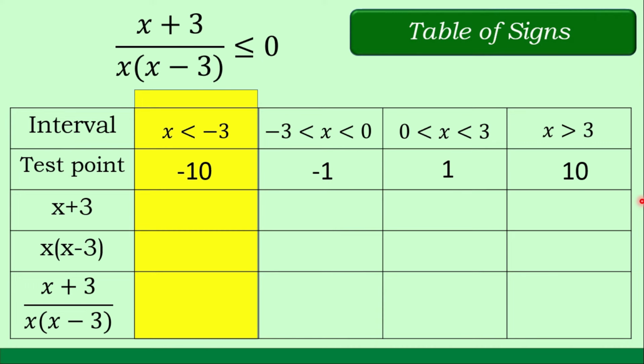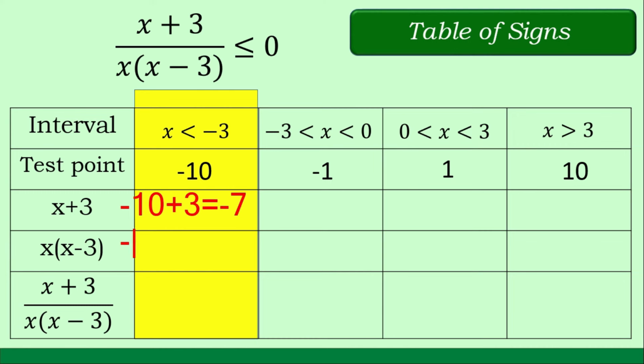So our next step here is we are now going to complete our table of signs. So what we have here is, we'll start with the first interval. We have negative 10 as our test point. We will substitute that in the numerator. So we have x plus 3. So here, allow me to annotate. So we have here negative 10 plus 3. Negative 10 plus 3 will give you a negative 7. So that means that line right there will give you a negative sign.